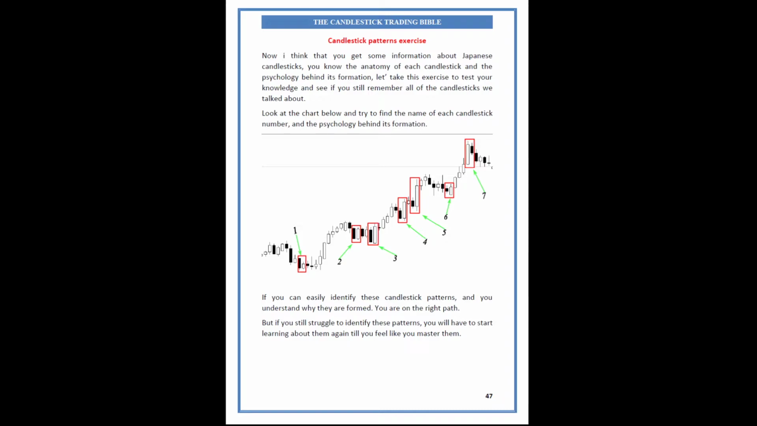Number 2 is a tweezer bottom. Number 3 is a bullish engulfing. Number 4, bullish engulfing. Number 5, another bullish engulfing. Number 6, I'm not too sure. And number 7 would also be a bullish engulfing. So if you can easily identify these candlestick patterns and you understand why they are formed, you're on the right path. But if you struggle to identify these patterns, you'll have to start learning about them again until you master them.